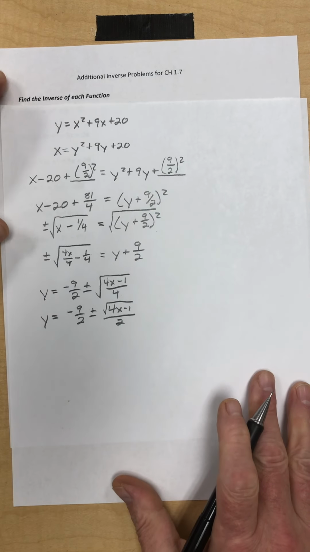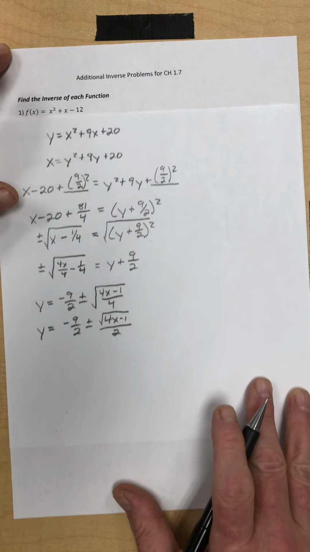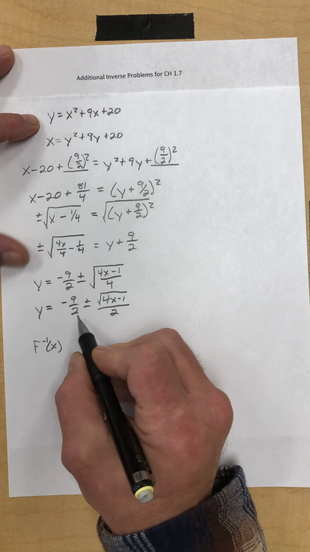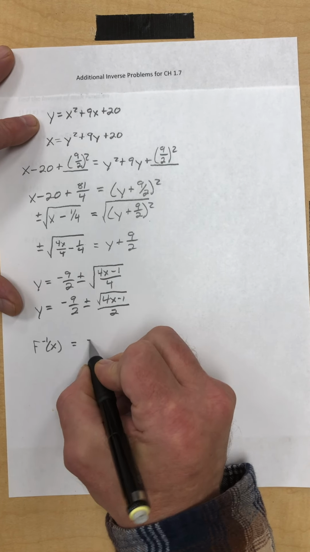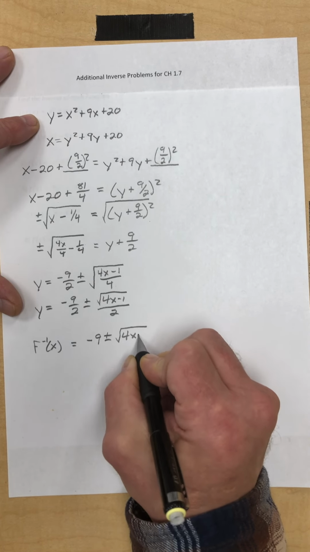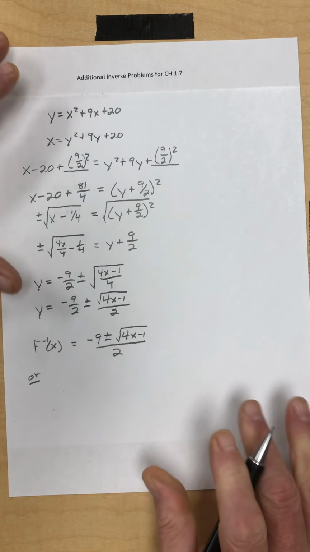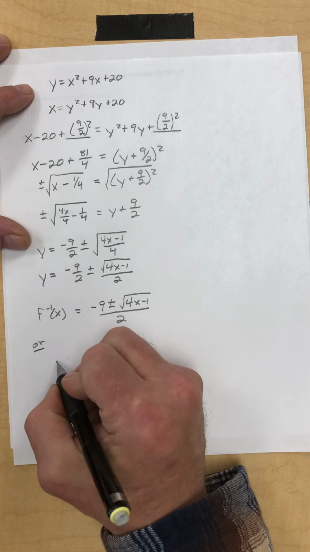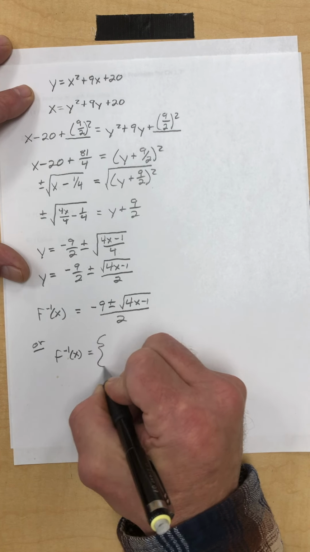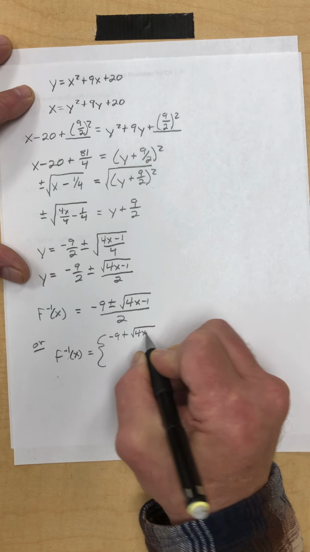All right, so we go back to function notation, and we started with f of x, and so this is an inverse, so this is going to be f inverse of x. Then I can combine this all into one big fraction, so I'd get negative 9 plus or minus the square root of 4x minus 1 all over 2. And again, just like the other ones, if you want to split it up into two distinct functions, we can do that. So we could say negative 9 plus radical 4x minus 1 over 2.